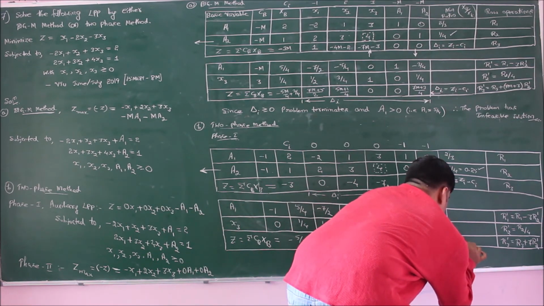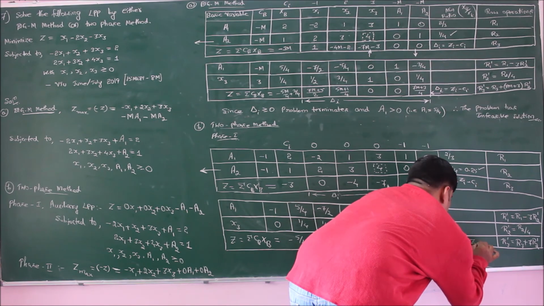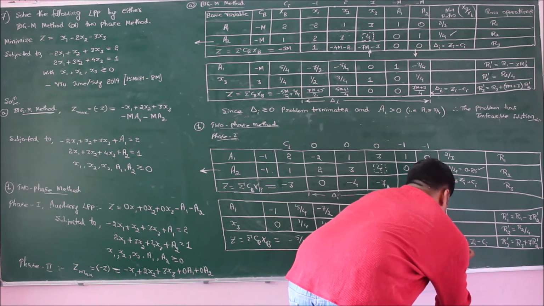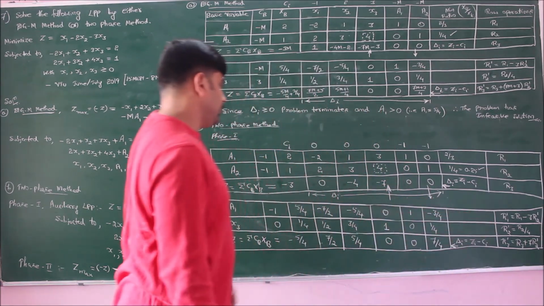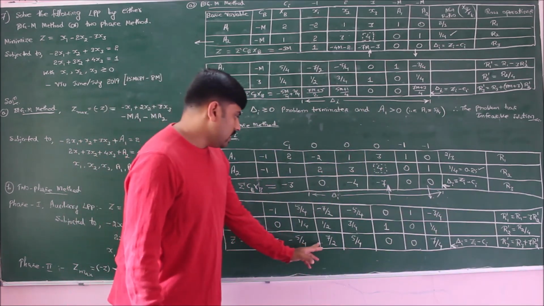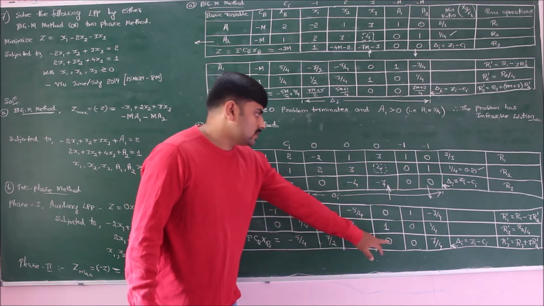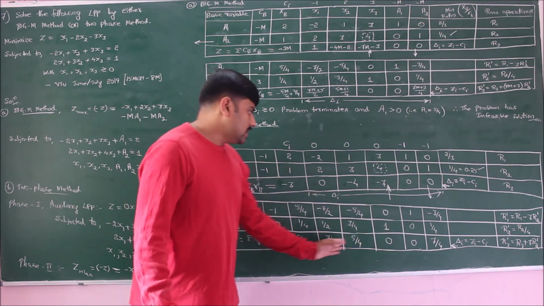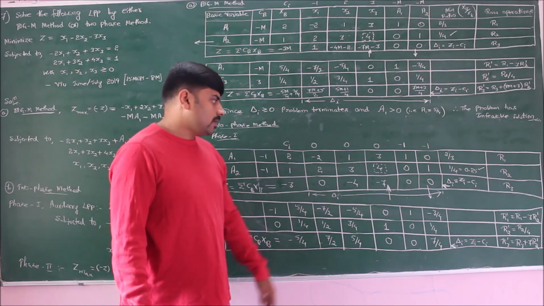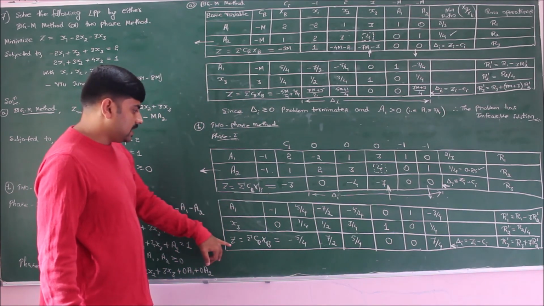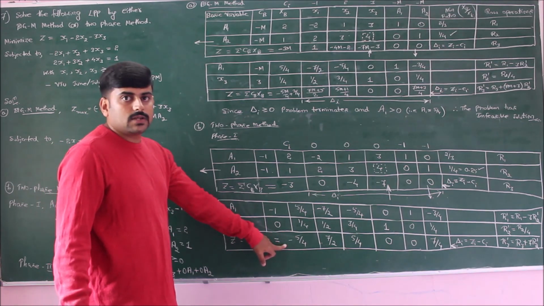This is nothing but delta i equal to Zi minus Ci, which I have calculated using the row operation. If you observe clearly, all the values of delta are positive, that is 7 by 2, 5 by 4, 0, 0, 7 by 4. Since all the values of delta are positive, the problem terminates, but still we have one auxiliary function and Z max is less than 0.